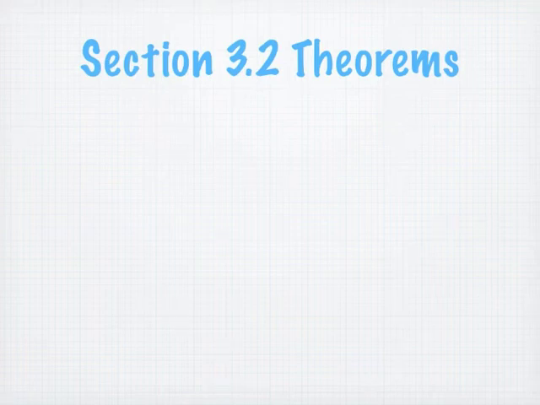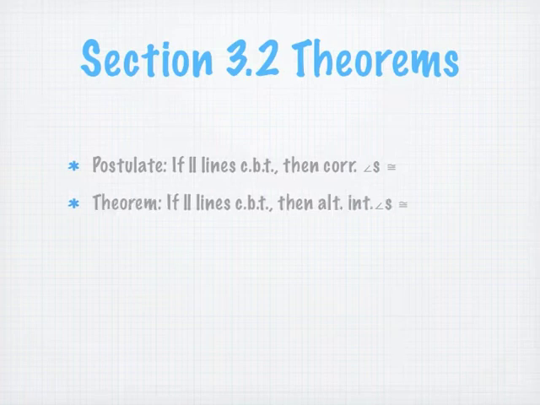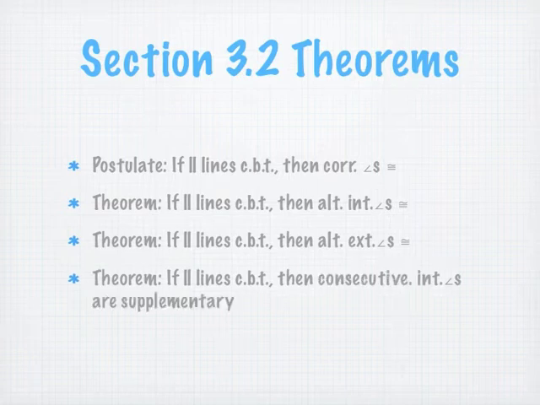So recall section 3.2. The theorems we had started with our postulate. If we have two parallel lines cut by a transversal, then corresponding angles are congruent. We proved several theorems involving that. One of them was if we had parallel lines, then alternate interior angles were congruent. We also proved that if two lines were parallel, alternate exterior angles were congruent. And lastly, if two parallel lines are cut by a transversal, then consecutive interior angles are supplementary.